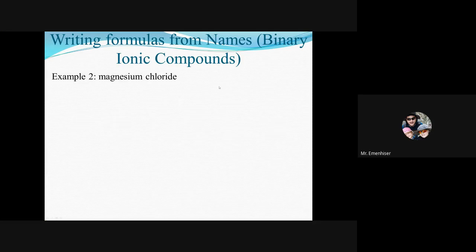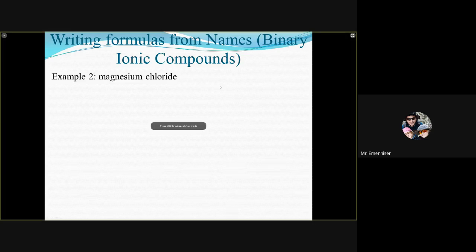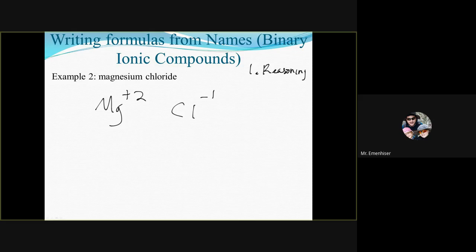All right, next one, magnesium chloride. Magnesium is in group 2 on the periodic table, and so it has a plus 2. Chlorine still has a minus 1. Okay, let me show you 2 ways to solve this one. One of them, the first way, is by reasoning. Okay, what I'm going to do here is I'm going to say, okay, they both need to be the same charge. Magnesium is a plus 2. Chlorine is a minus 1.